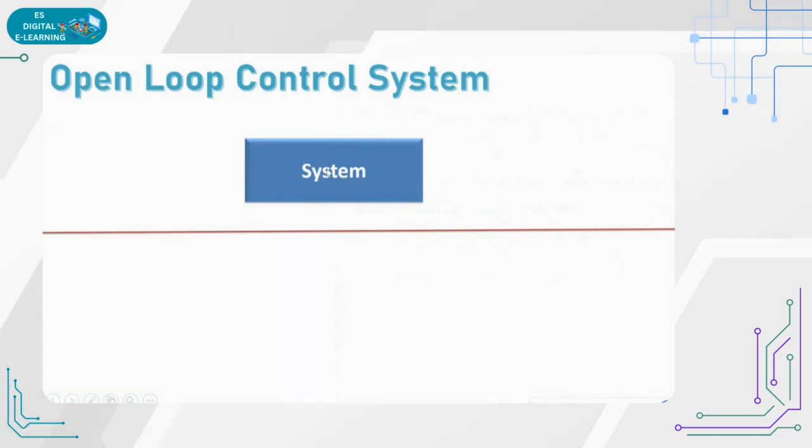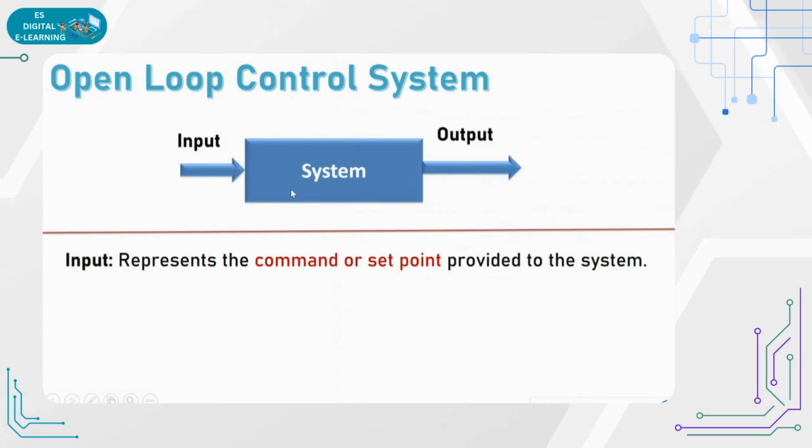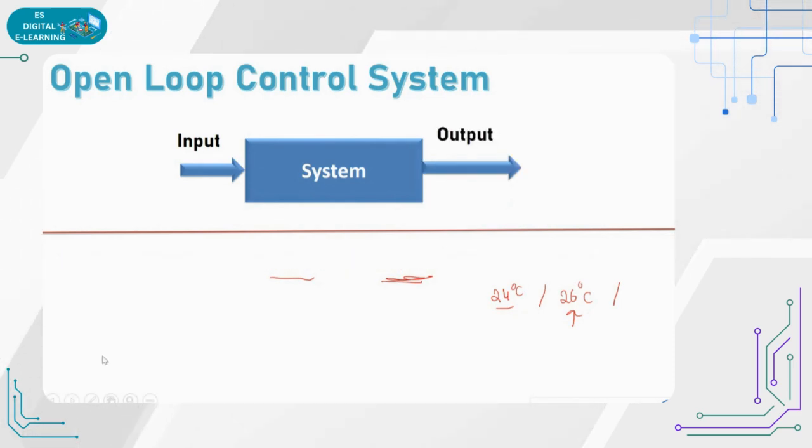In the open loop control system, we give the input and we expect the output. What is the input? Input is the command or the set point, like we are setting values. For example, the AC and room temperature: you adjust your room temperature to 24 degrees centigrade, or an air cooler you adjust to 26 degrees centigrade. That is the set point that we give as the input to the system. So what is the output?